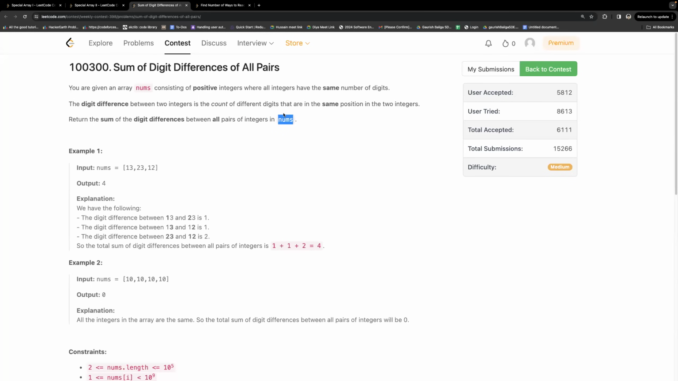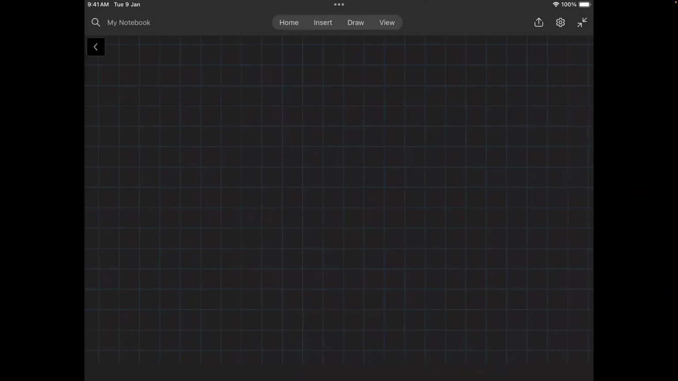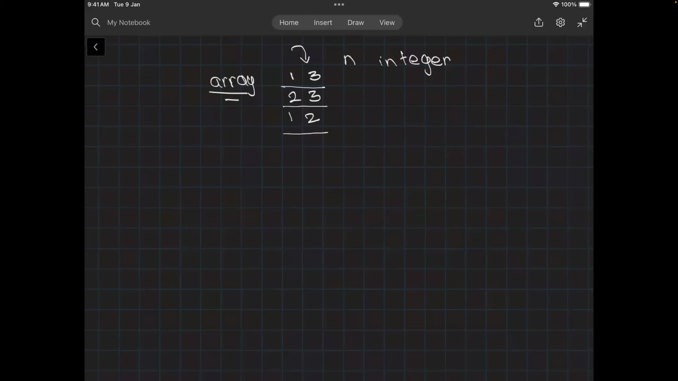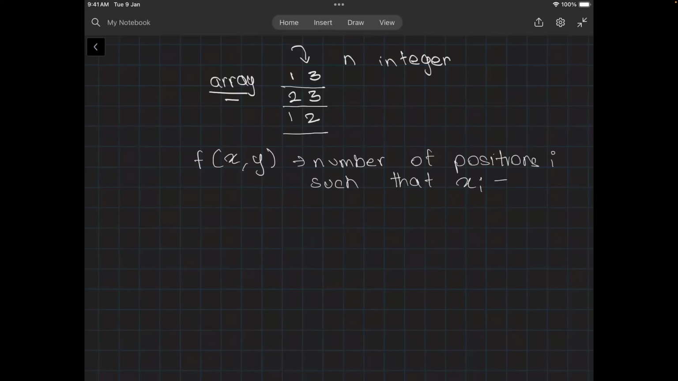Okay. So what does this say, guys? So we have 13, 23, and 12. Let me write down 13, 23, and 12. We are given an array. And we are told that we have n integers such that each number has the same amount of digits. Here, each number has 2 digits. Now, for each pair of numbers, we have to calculate the number of positions where the digits are different. Basically, let's name that f of x comma y, which denotes the number of positions i such that xi not equal to yi.